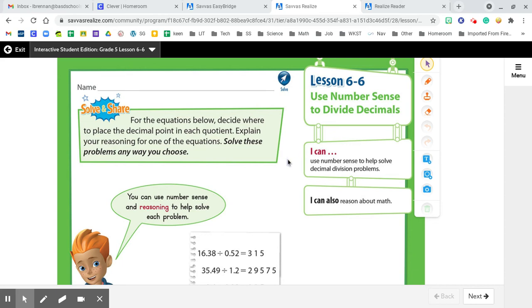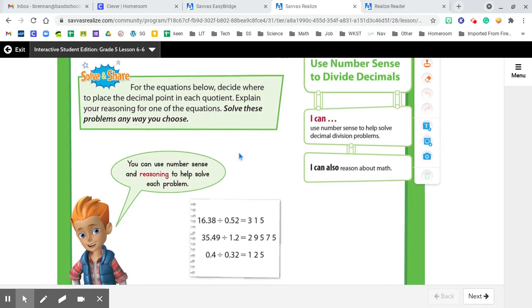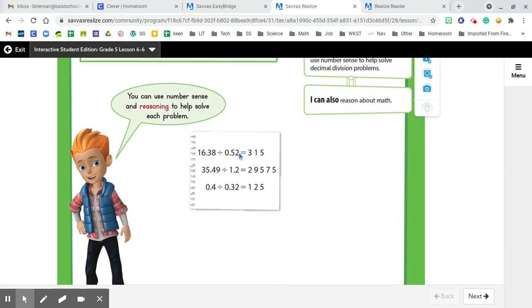All right, today I'm having a little trouble accessing the online book, so I'm going to the Interactive Student Edition. This is lesson 6-6. For the equations below, decide where to place the decimal point in each quotient. Explain your reasoning for one of the equations. Solve these problems any way you choose. So you can use reasoning and number sense to help you solve the problem.